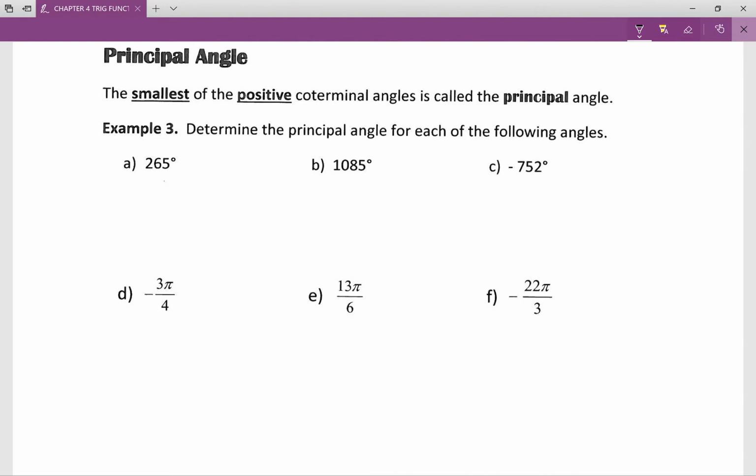Well, 265 is between 0 and 360. So my principal angle is just going to be theta equals 265 degrees.